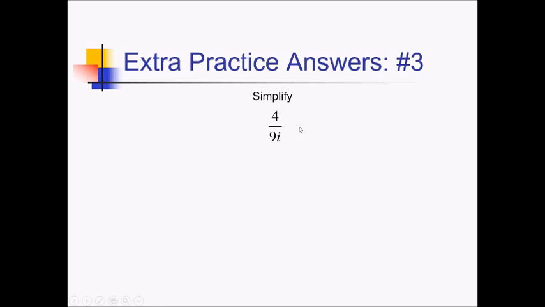To simplify this complex number, we need to get the i out of the denominator. Since there's just a single term in the denominator, we can do this by multiplying by i over itself. So that's going to give us 4i over 9i squared. Since i squared is really -1, we can reduce this to -4i over 9.